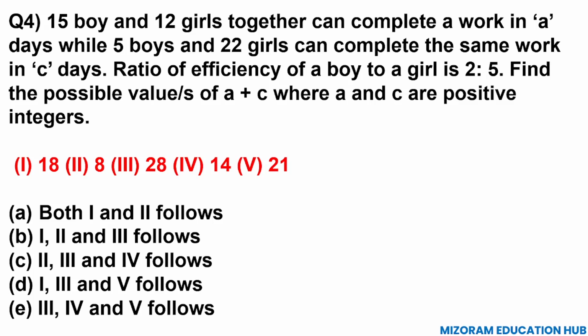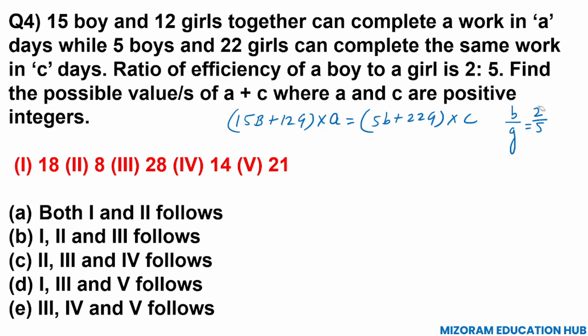This question was covered in previous YouTube videos. Using M1D1 equals M2D2: 15 boys plus 12 girls multiplied by A equals 5 boys plus 22 girls into C, since they can complete the same work in C days. The ratio of efficiency of a boy to a girl is B is 2 and G is 5.